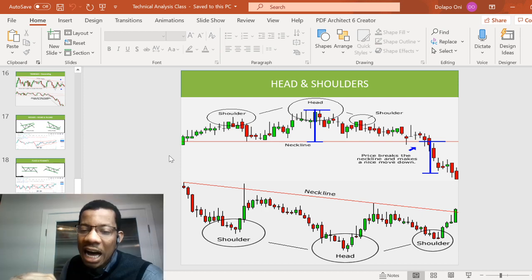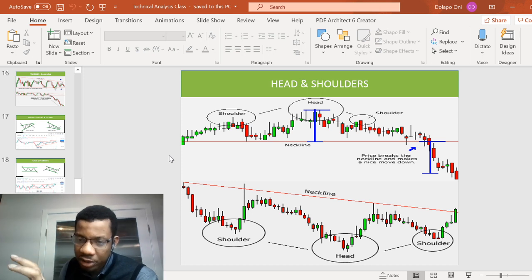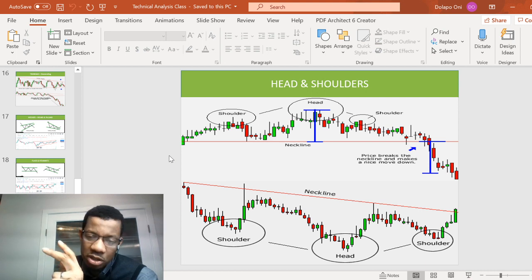How you know that this is a clear head and shoulders is, I've given you a couple of things. Number one, the head is taller than the shoulders. Number two, the shoulders are at the same level, at the same height. Number three, there's a very well-defined neckline between the shoulders. So you can see that.